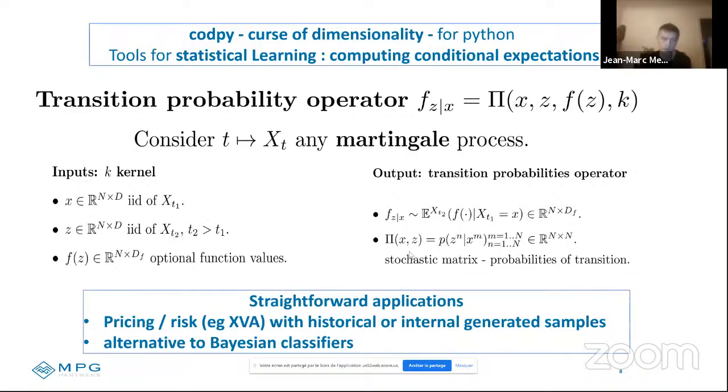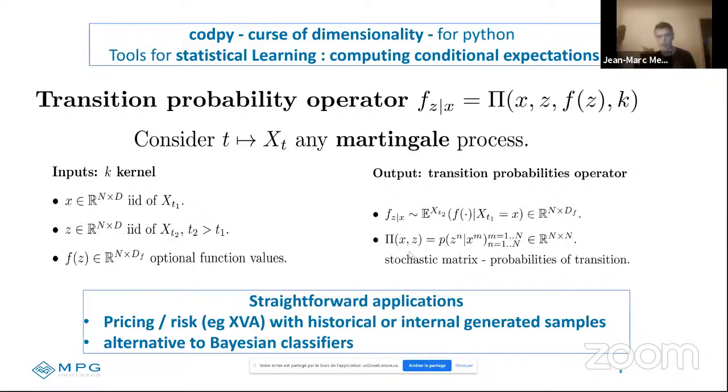For instance, if you want to price a portfolio or to compute any risk with historical data, or if you want to generate your own sample, so you already have your X and Z here. And this function can just output, between any two times, a stochastic matrix giving you the probability of transition. So for finance applications, it's quite an important algorithm. But I think there exist a lot of other applications of this function.